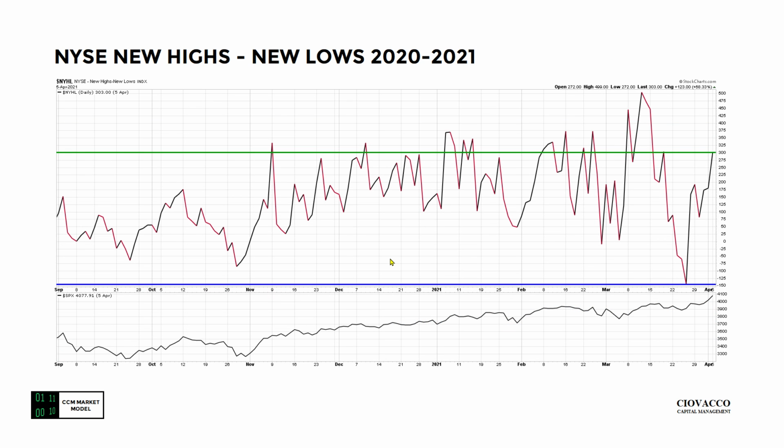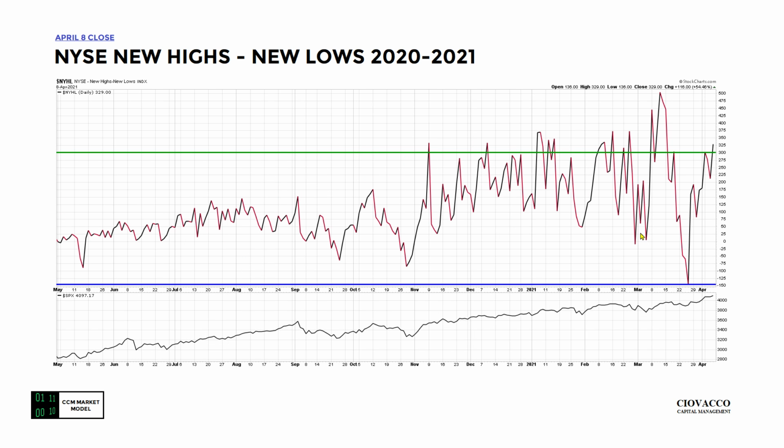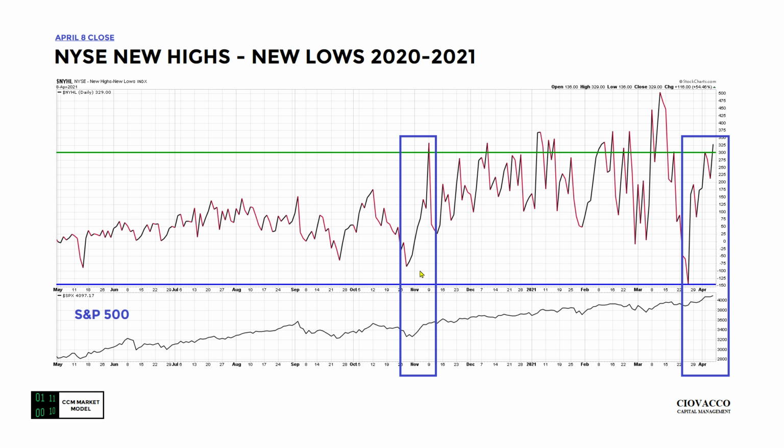And remember, this study was based on NYSE new highs minus new lows, and we performed the study after the close on April 5th. As of Thursday's close, it pushed even higher, and you can make an argument this is a mini short-term breadth thrust here, similar to this mini thrust here that occurred back in November, and after that, you can see good things did happen in the S&P 500 index.